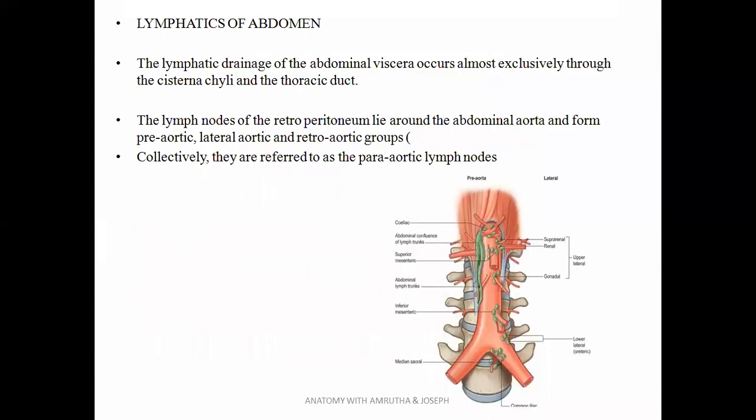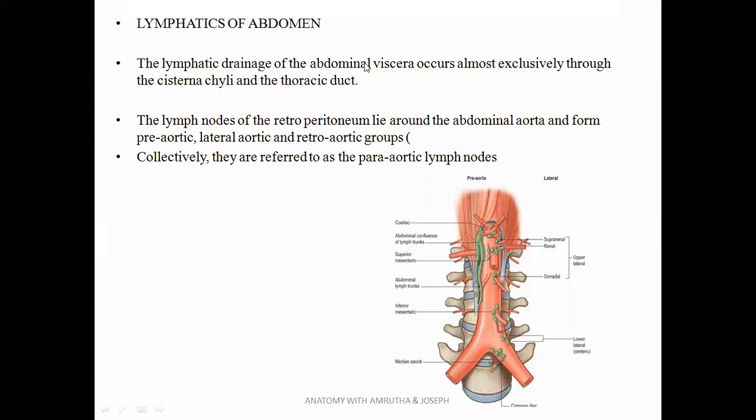Let's see the lymphatics of the abdomen. So this is a diagram showing the abdominal aorta lying on the lumbar vertebra. Some of the branches of the aorta can be seen: celiac trunk, superior mesenteric artery, inferior mesenteric artery. We have studied all these arteries in the previous classes.